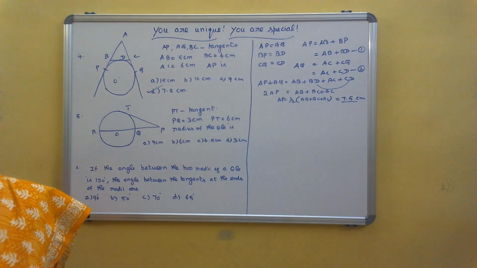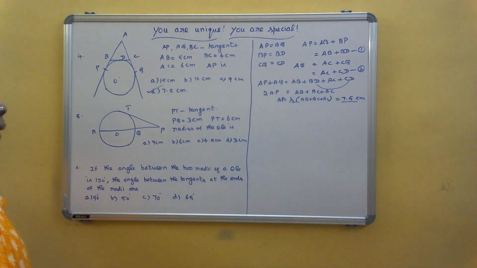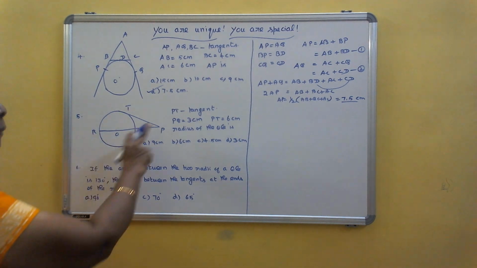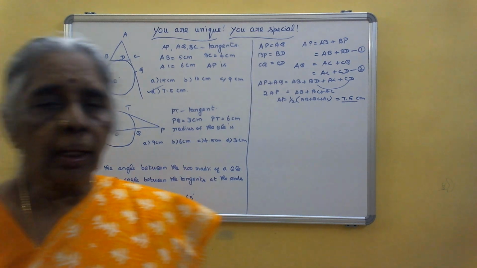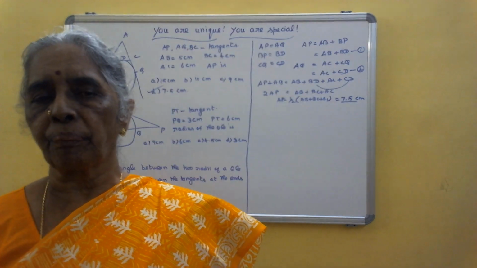Okay, have you understood? Now the next sum. Here also a figure is given. PT is a tangent and O is the center. This is a secant actually. PQ is given and PT is given. We have to find the radius of the circle. Now, before going to the sum, there is one concept which you should know.